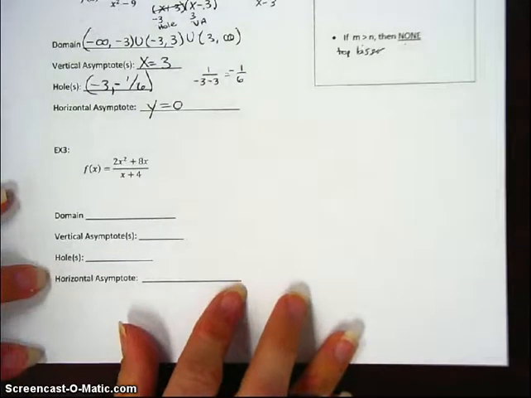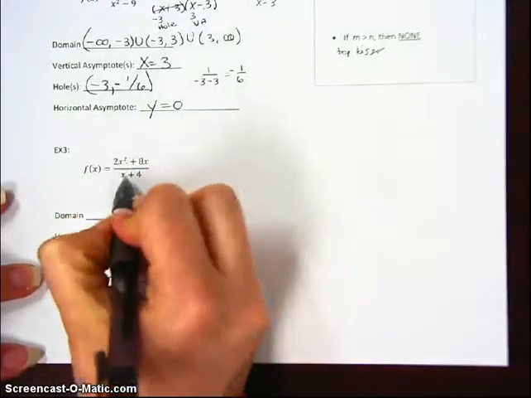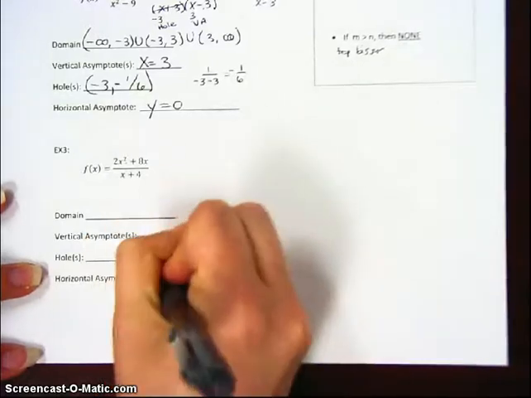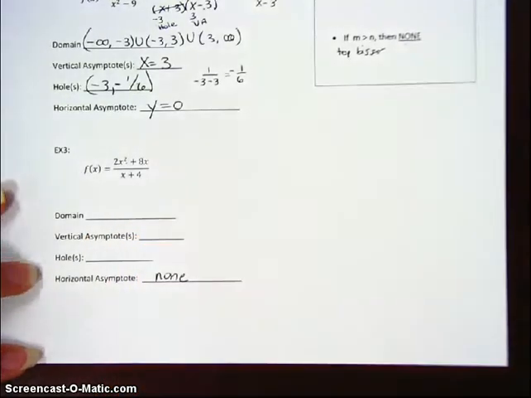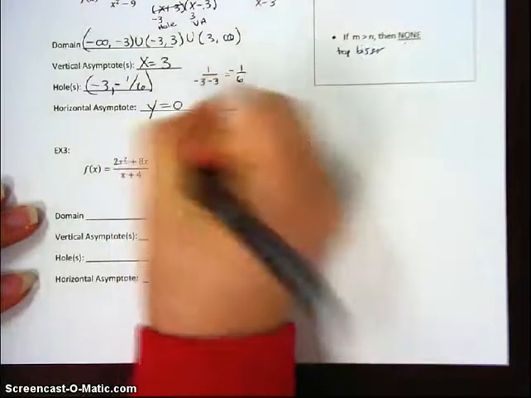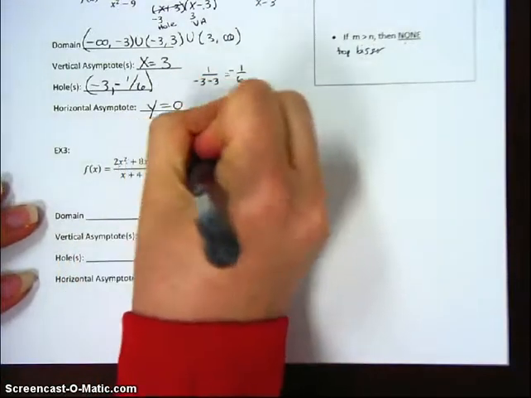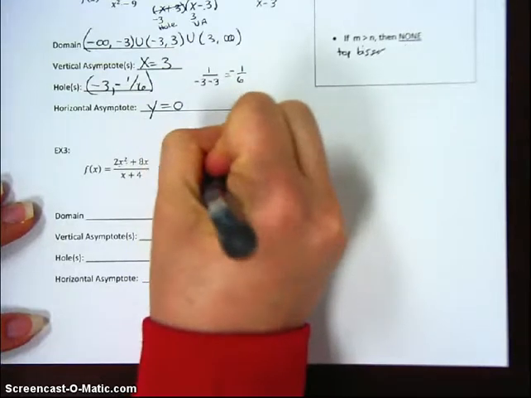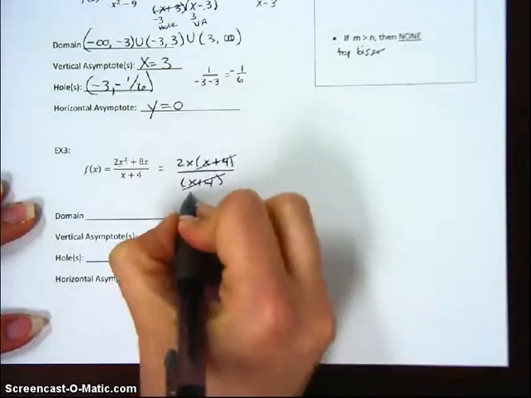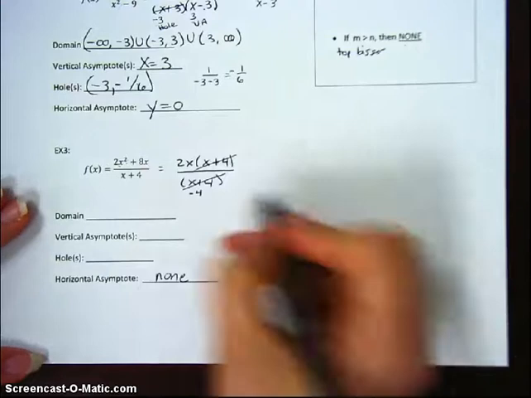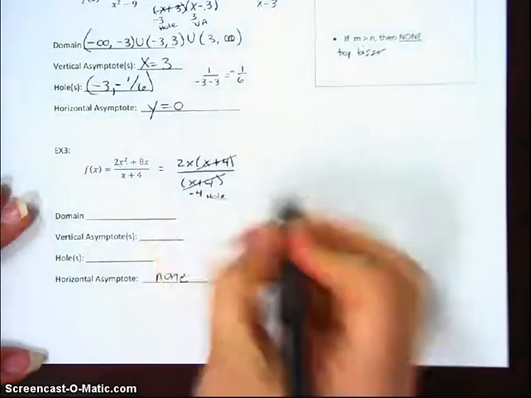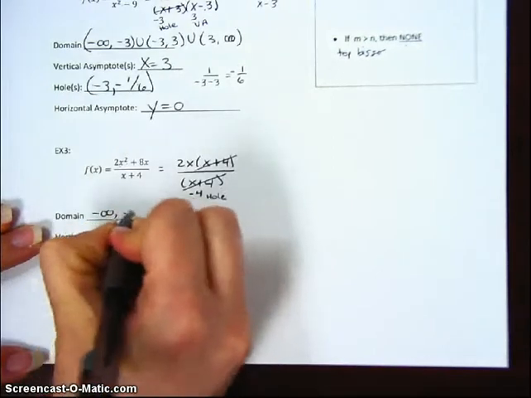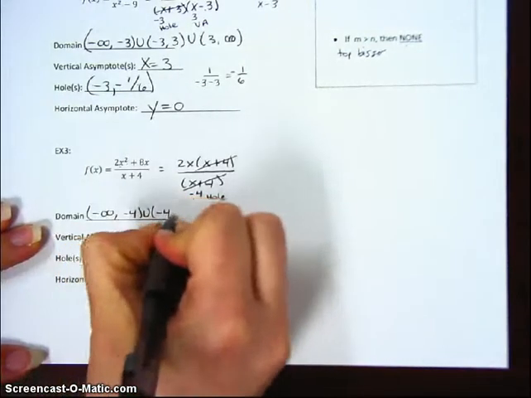Third example. Here we've got x squared over x. My exponent on top is bigger, so when the top is bigger, we have none. So there are no horizontal asymptotes. Go ahead and factor. They both have a 2 and an x. We're left with x plus 4 over x plus 4. These cancel. Negative 4 makes it 0. That's also going to be a hole. So the only thing that makes my denominator 0 is negative 4. So negative infinity to negative 4, union negative 4 to infinity.